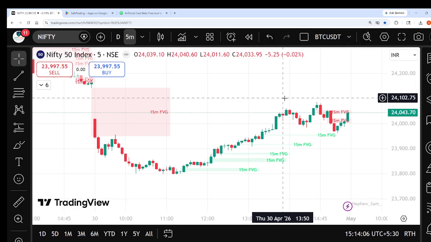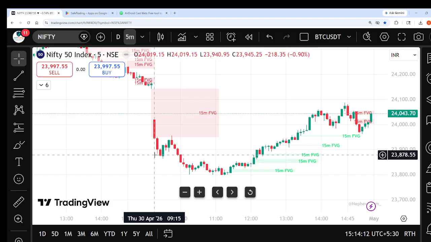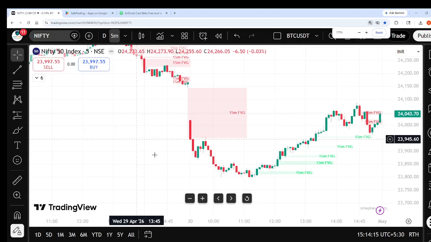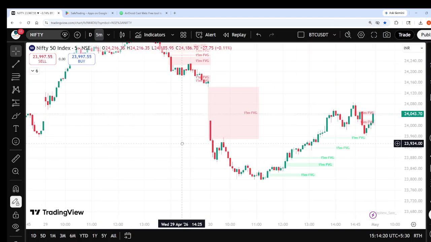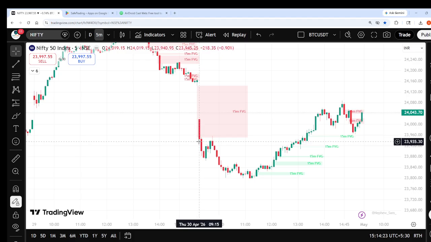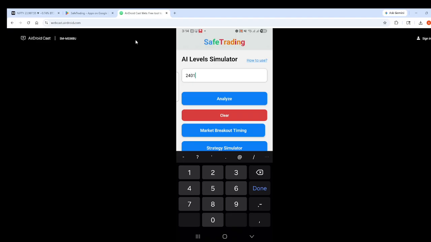Okay, so I hope this is now properly visible. So this is our first 15-minute candle. Here you see the market opened around 24049, 24019.15. Simply we need to go and give the opening price on the app, around 24019. The pre-market session ends around 9:07 a.m., so you go around 9:08, and you just give the opening price of the Nifty.